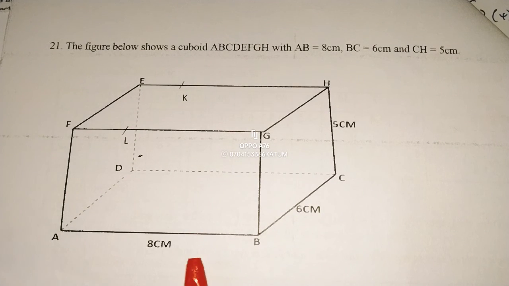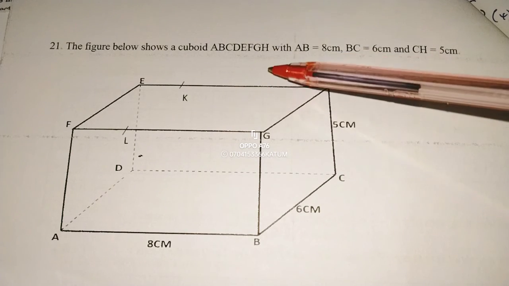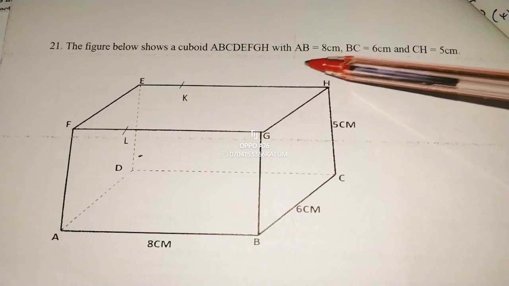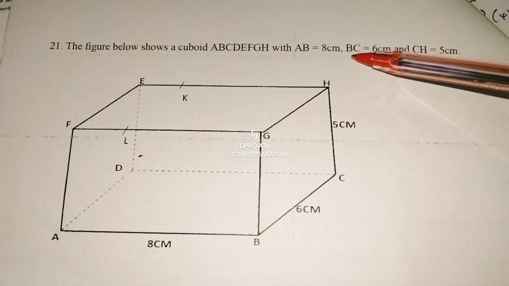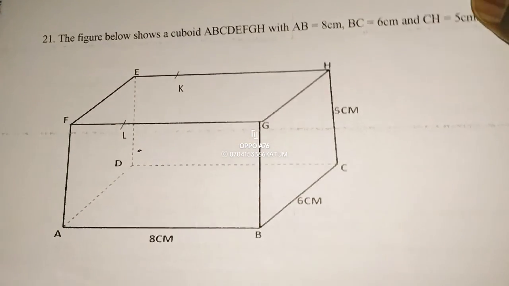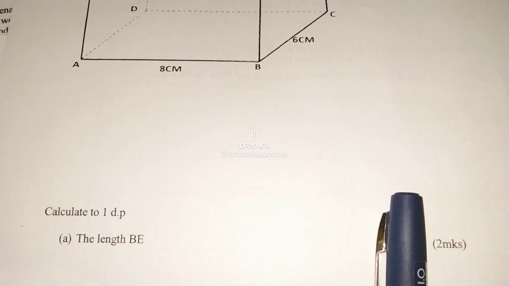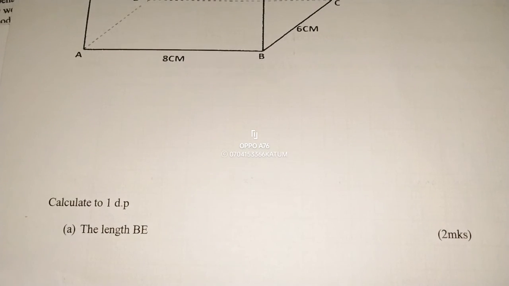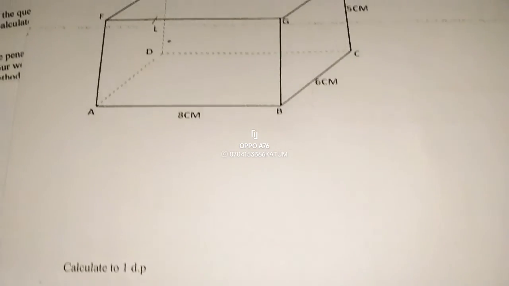Number 21 of this paper. A question which says that the figure below shows a cuboid ABCDEFGH with AB as 8 centimeters, BC 6, CH 5 centimeters. So the first question which we are told to find is, to one decimal place, the length of BE.